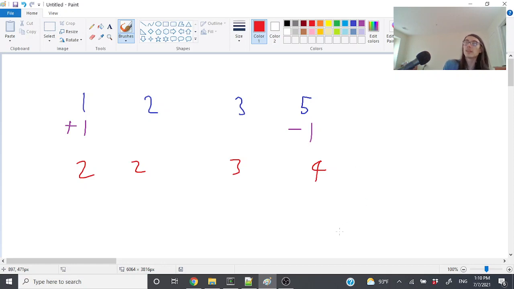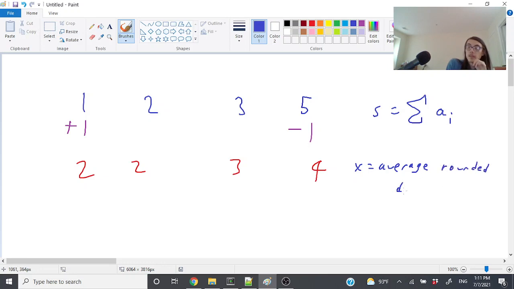So the essential one-liner idea here is that we want to bring them all to the average. Let S be equal to the sum of all A_i. It's just 1 plus 2 plus 3 plus 5, which is 11. Then let the average, rounded down, be X, which is equal to the floor value of S over N. It's simply S divided by N rounded down.